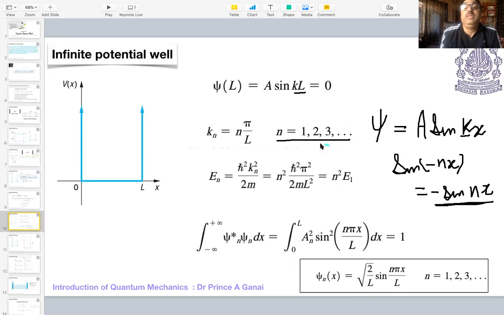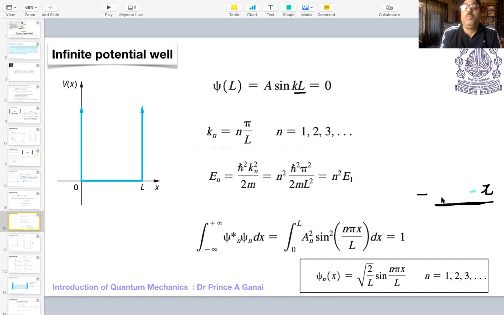You must understand things properly: n is not 0, and n is not negative, because negative n does not give us anything new; it gives the same thing which we get with positive n. So therefore we keep only positive integers for n.